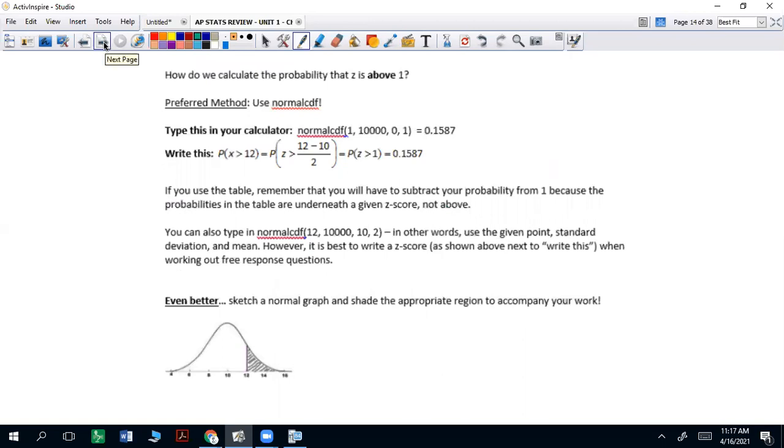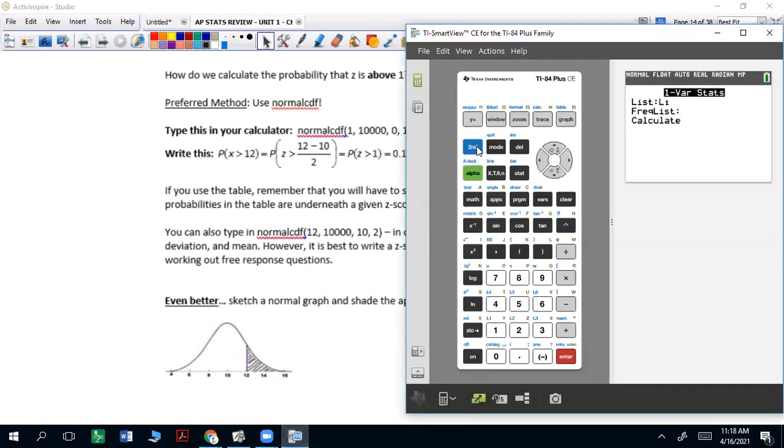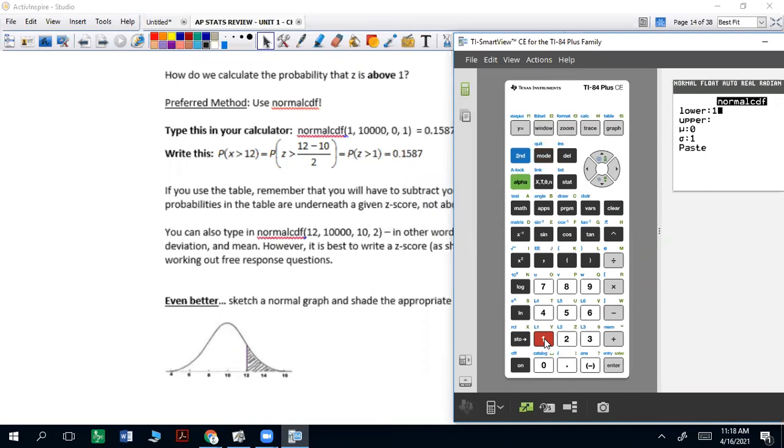Now, how do we calculate that probability? How do I calculate, hey, what's the probability that Z is above 1? I like NormalCDF. What I typically do is go to NormalCDF, second vars. NormalCDF is number 2. And my lower, since it wants to be above, is going to be 1.